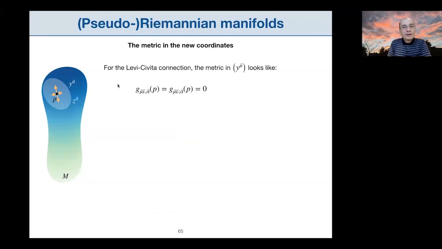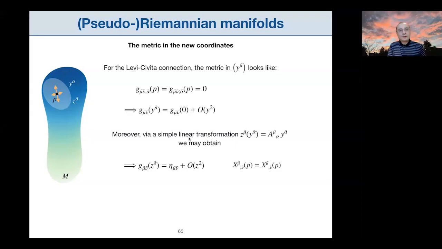Let's look at the metric in these coordinates. For a Levi-Civita connection, the metric in the new coordinates will look the following. Obviously, the covariant derivative and the standard derivative are the same thing, the standard partial derivatives, in our locally flat coordinates at the point P. This is supposed to be zero, so the first derivative of the components g mu nu with respect to alpha also has to be equal to zero. So the Taylor expansion for the metric is basically the value of the metric at the point P plus additional terms without any linear term. Only quadratic terms are allowed. So in these new coordinates, the metric is constant up to the second term in the Taylor series.